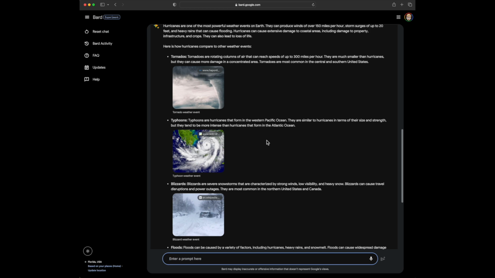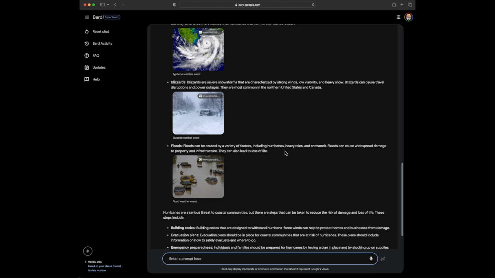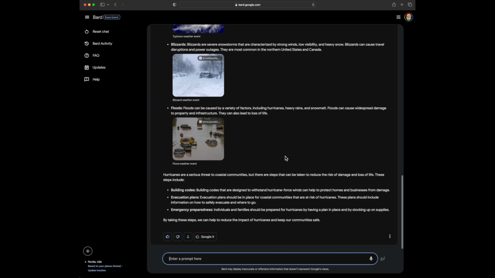Blizzards are severe storms that are characterized by strong winds, low visibility, and heavy snow. Blizzards can cause travel disruptions and power outages. They're common in the northern United States and Canada. Floods can be caused by a variety of factors, including hurricanes, heavy rains, and snowmelt. Floods can cause widespread damage to property and infrastructure. They can also lead to loss of life. Yes, floods. I've definitely experienced flooded areas post-hurricane. So yeah, that makes sense.